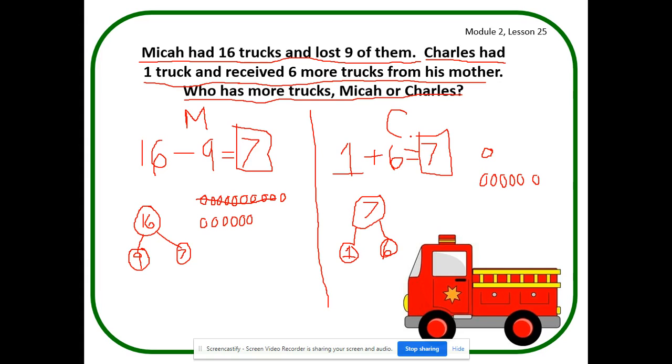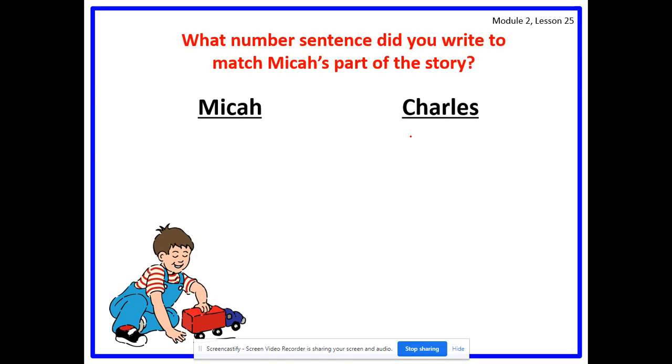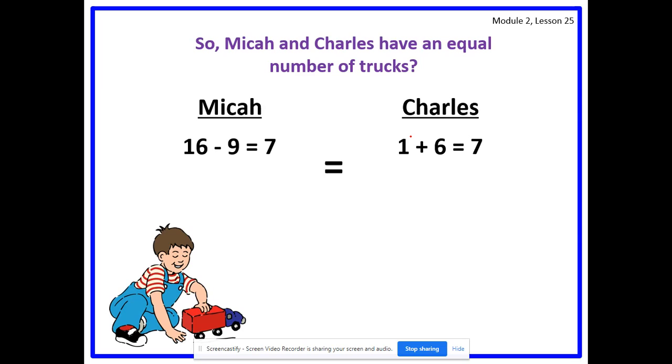So now, listen, pencils and markers are parked. So we already said that both boys had an equal amount of trucks. Remember the number sentences that we wrote to match that part of the story. For Micah, we wrote 16 minus 9 equals 7. For Charles, we wrote 1 plus 6 equals 7. Do you see them on your board or your paper? Awesome. So Micah and Charles have an equal number of trucks, right?